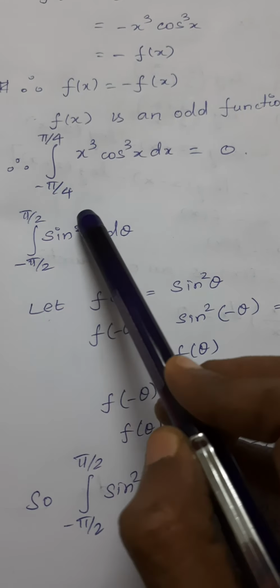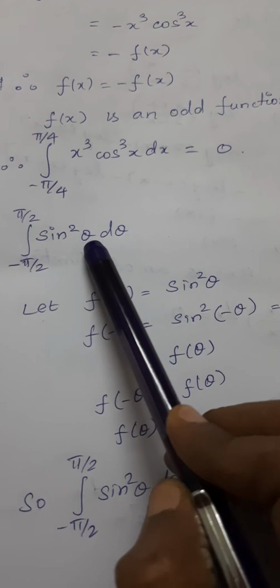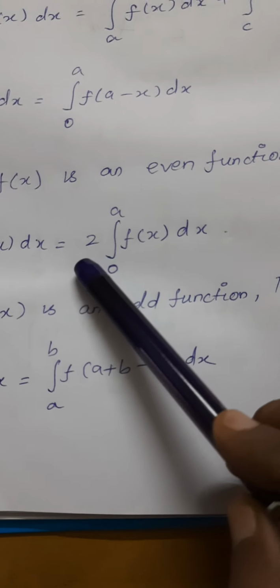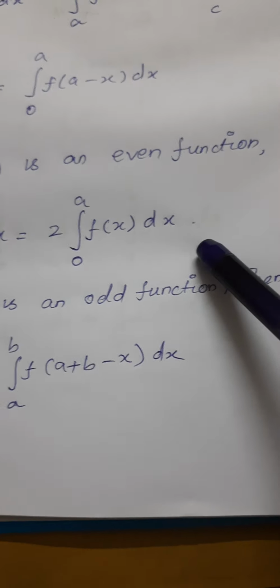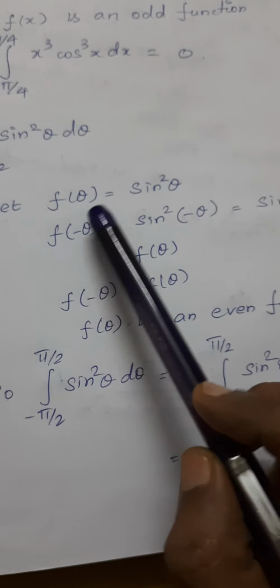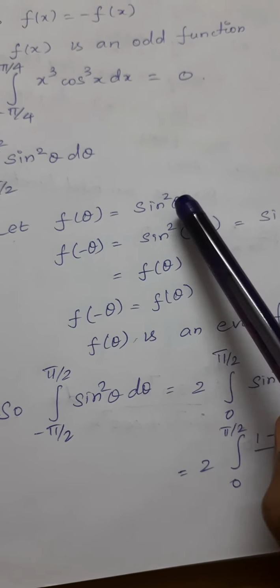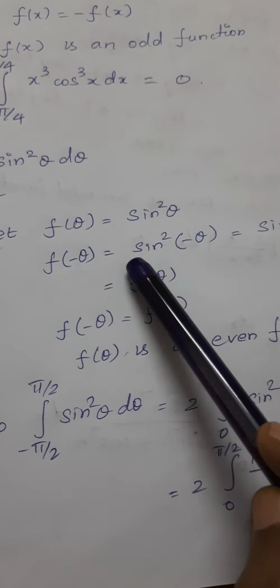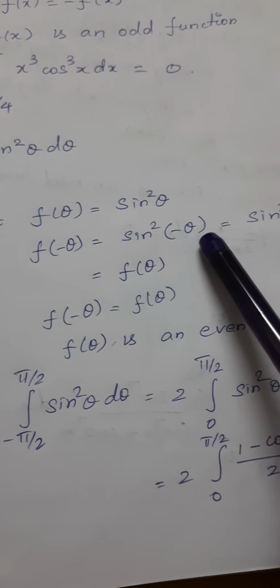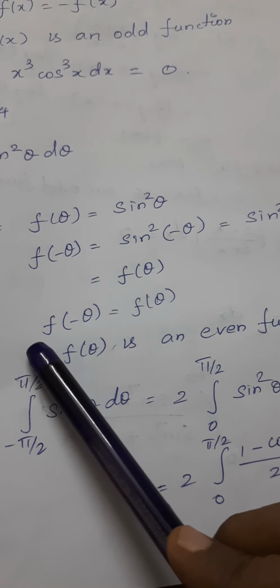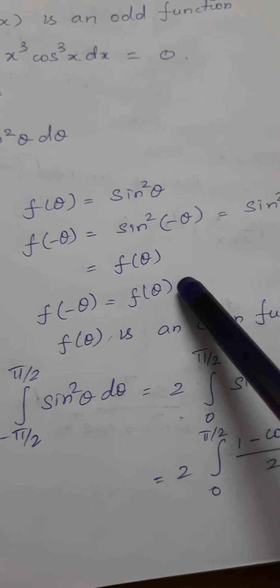See here, this is sine square theta. If it is even, then we should write it as integral minus a to a f of x dx is equal to 2 into integral 0 to a f of x dx. That's all. So if we do the sum, we can see that. So let f of theta is sine square theta. Then what is f of minus theta? Wherever you have theta, you put minus theta. Sine square minus theta, that is sine square theta, which is equal to f of theta. Therefore, f of minus theta is equal to f of theta.